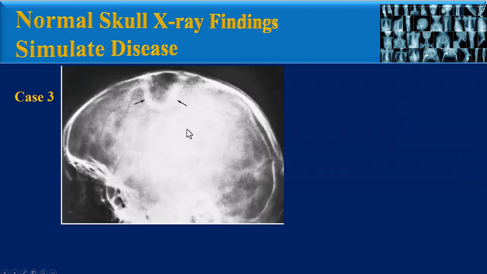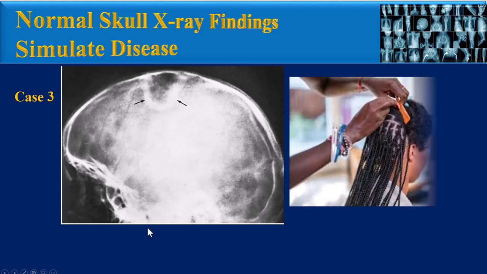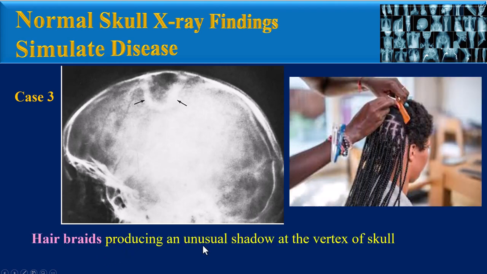Case 3. In this image, we can see a lytic skull lesion with a thick sclerotic margin in the parietal bone, highly suggestive of a neoplasm or metastasis. But really, it's hair braids producing an unusual shadow at the vertex of the skull.